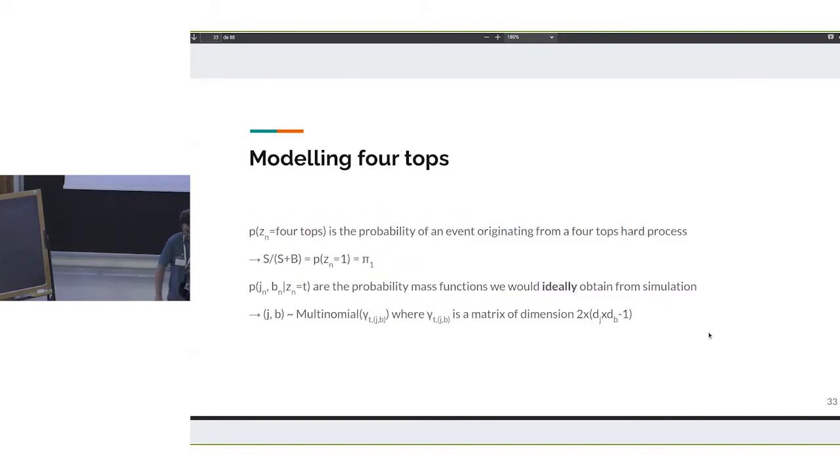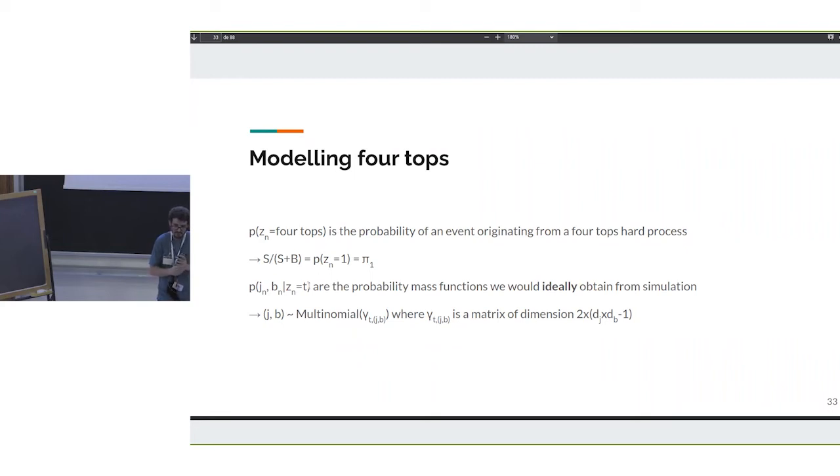So again, the probability of an event originating from four tops is P of t, let's call it between 0 and 1, and this will be the ratio between signal and background events, hopefully. And these are the two probability mass functions, because we are dealing with discrete variables, so it's a PMF, not a PDF, but we will ideally obtain them from simulations.